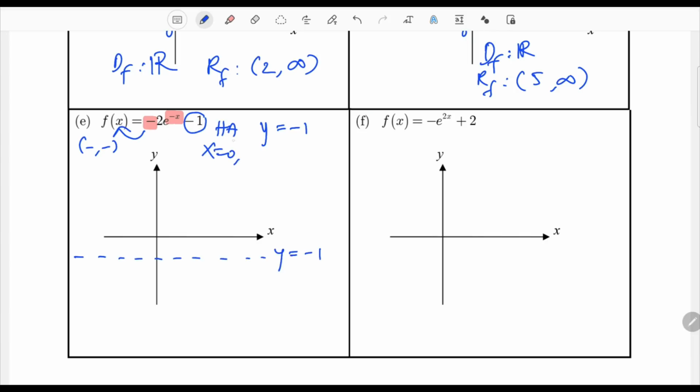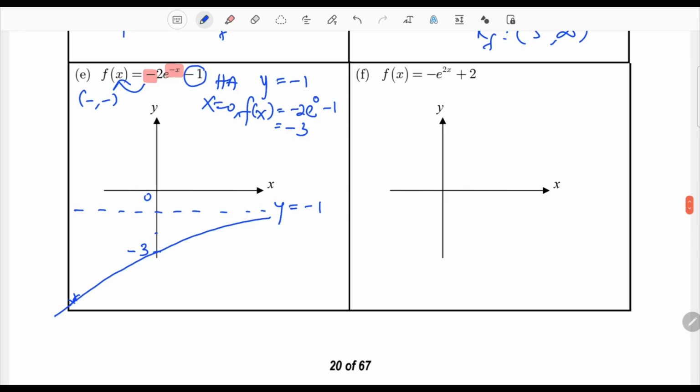When x is 0, substitute into the function f(x) equals negative 2 e to the 0 minus 1. The exponent 0 gives 1, so we get negative 3. So find your negative 3. This is your negative 3. Negative, negative, that is in the third quadrant, somewhere here. So the curve looks like this. Can you follow? This is 0. The domain of f will be real numbers. The range of f will be negative infinity to negative 1.